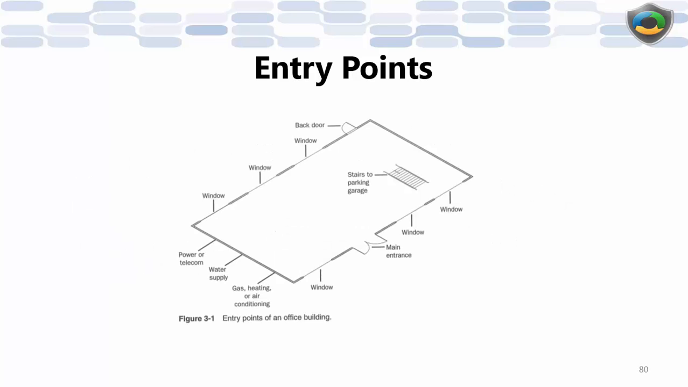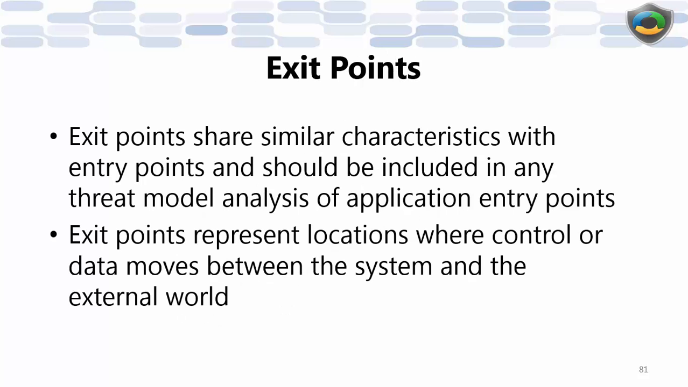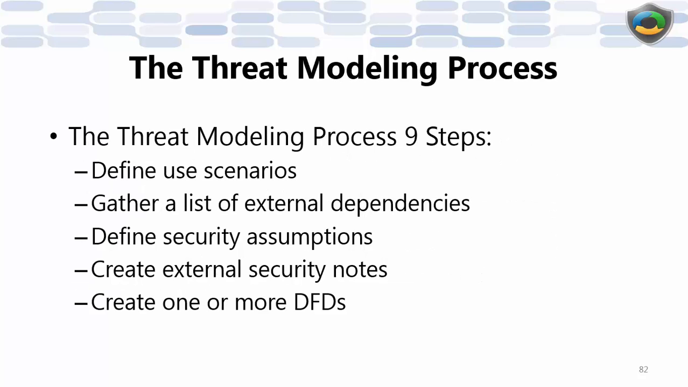So if you think about it, for example, the entry points for an office building. So if somebody wanted to get into an office building, what would they do? And these are the major ways, if not all the ways right here. They could get in through a back door, through a front door, through a window. Through the water supply, through the gas supply. Again, a lot of different possible ways. Exit points, as mentioned, share similar characteristics with entry points. They represent locations where control and data moves between the system and the actual external world.